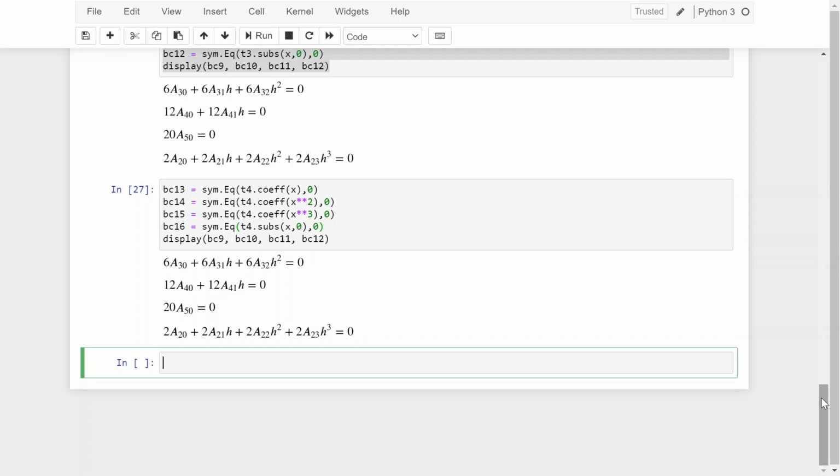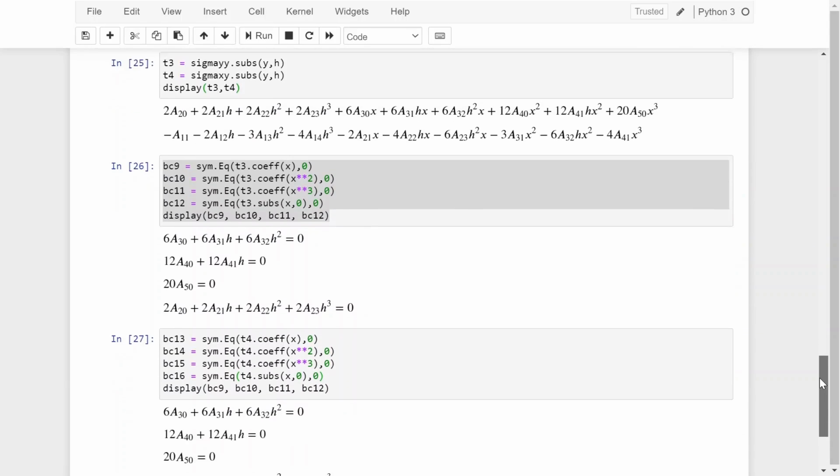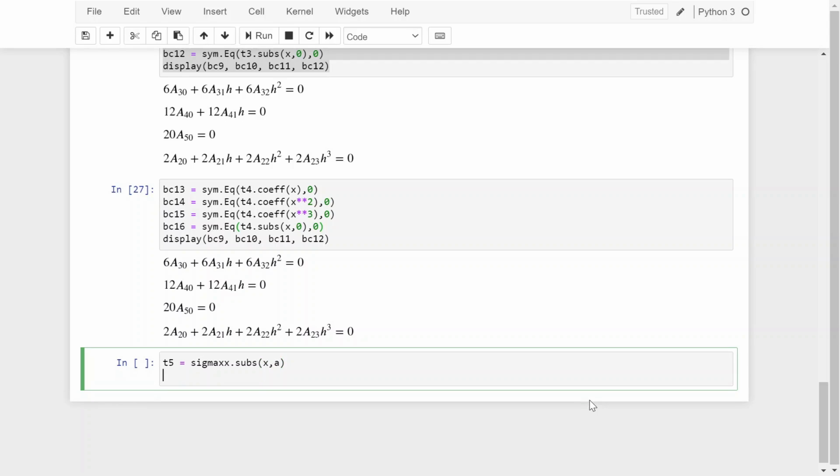We have reached up to T4 in the previous expressions, and we need to call this T5. Sigma xx dot subs x comma a, and T6 is equal to sigma xy dot subs x comma a. All right, so T5 is for sigma xx at the right vertical edge, and T6 is for sigma xy at the right vertical edge.